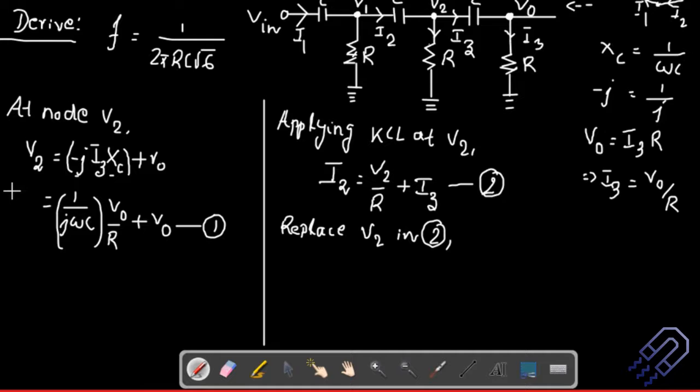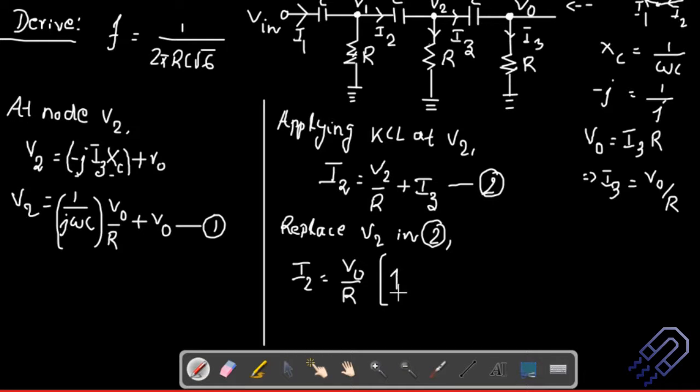So V2 we have already found out here. This is your V2, and we are going to just replace it here in I2. Okay, so let's just try replacing it here. So what we do is I2 is equal to V0 divided by R. Okay, this V0 divided by R. And I've just simplified it. You can just check it once.